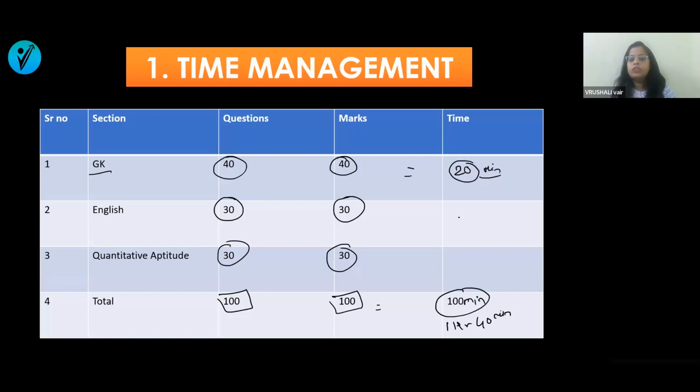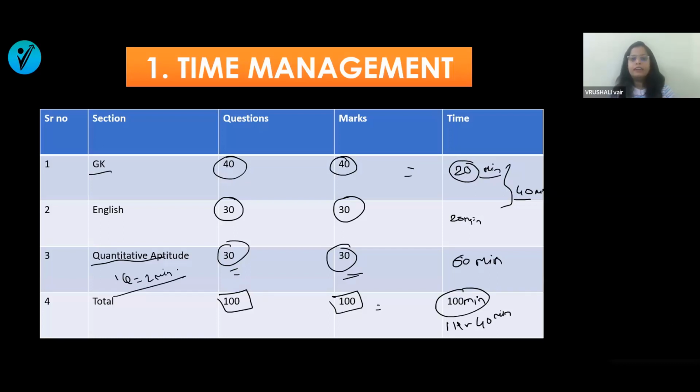Is it? So now if you calculate 20 minutes and 20 minutes, it means you have spent 40 minutes in GK and English. So आपके पास time कितना remaining है अभी? There will be total 100 minutes out of which you have spent 40. So you have 60 minutes. Now you will get to know you have 60 minutes and you have only 30 questions. That means in quant, how much time will you get? One question is equal to 2 minutes.